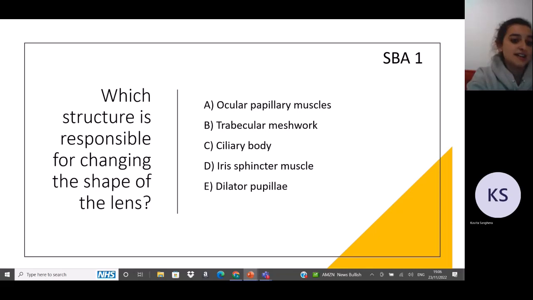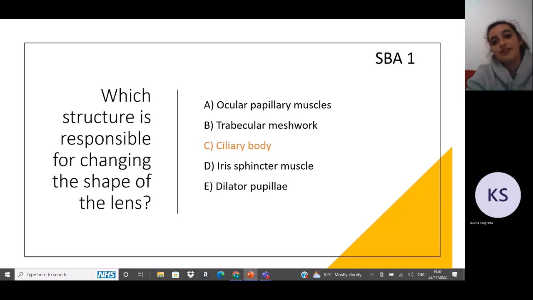Which structure is responsible for changing the shape of the lens? Is it A, the ocular papillary muscles, B, the trabecular meshwork, C, the ciliary body, D, iris sphincter muscle, or E, the dilator pupillae? I'll give it 5 more seconds for people to think about. Perfect. So the answer is C. Well done. The answer is the ciliary body.